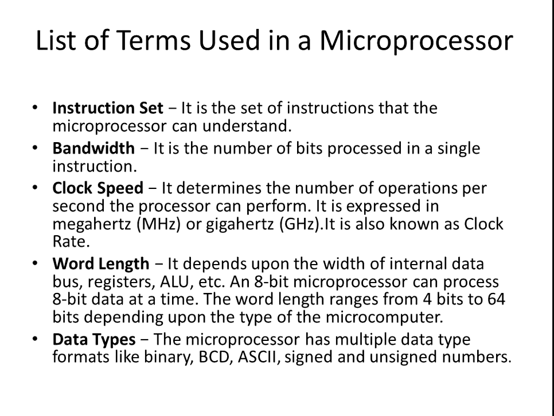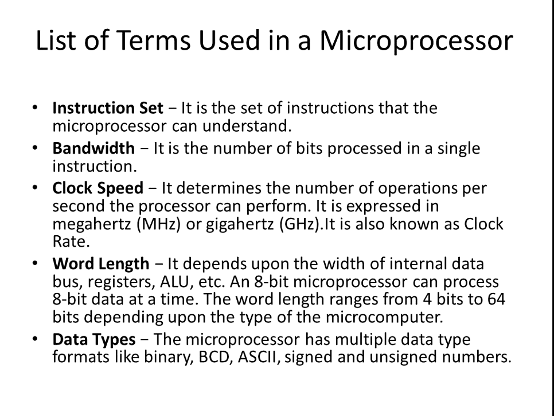Then we can discuss some of the terms which are used in microprocessors. Instruction set: it is a set of instructions that the microprocessor can understand. We already discussed that the microprocessor fetches instructions from the memory. Then the bandwidth. Bandwidth is the number of bits processed in a single instruction. And the clock speed determines the number of operations per second the processor can perform. It is expressed in megahertz or gigahertz. It's also called clock rate.